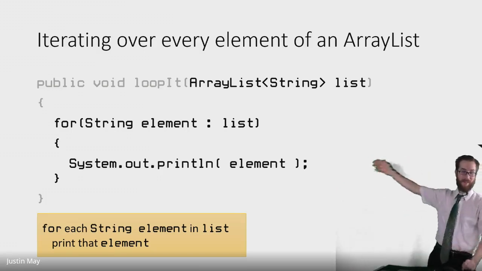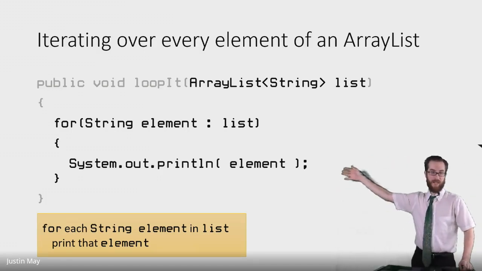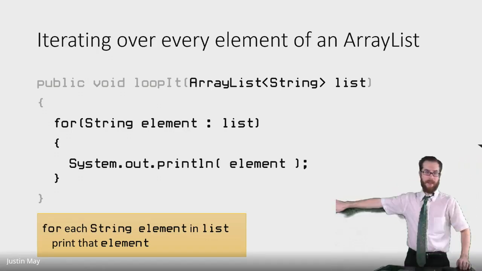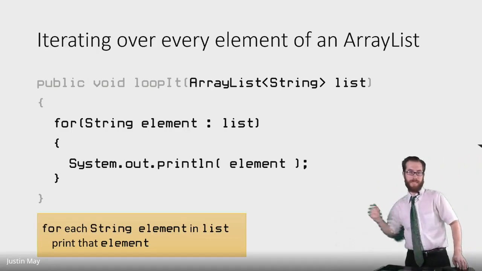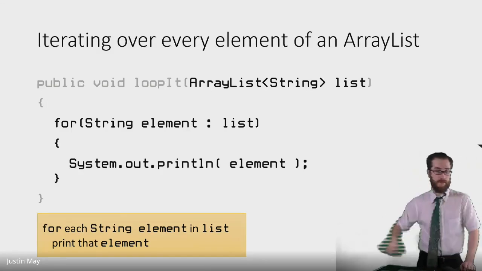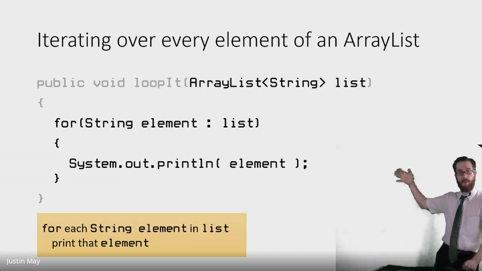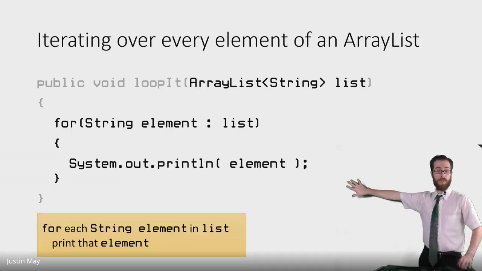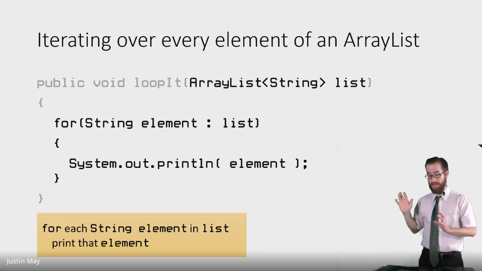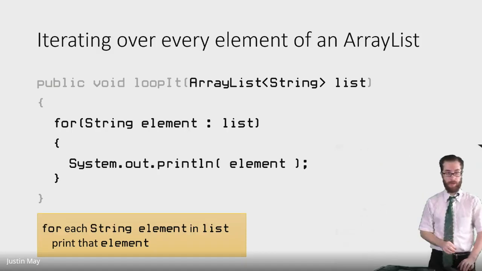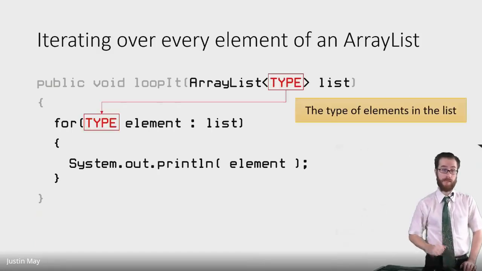So you write the word for, string element, colon, list, in parentheses, you got your curly braces, and then you do something in here. So we're printing out the value of element. Let's look more specifically at the syntax. And remember what we're doing, all the for-each loop is going to do is run some code against each element in a list. And in this case, our list is this parameter that's an array list called list.